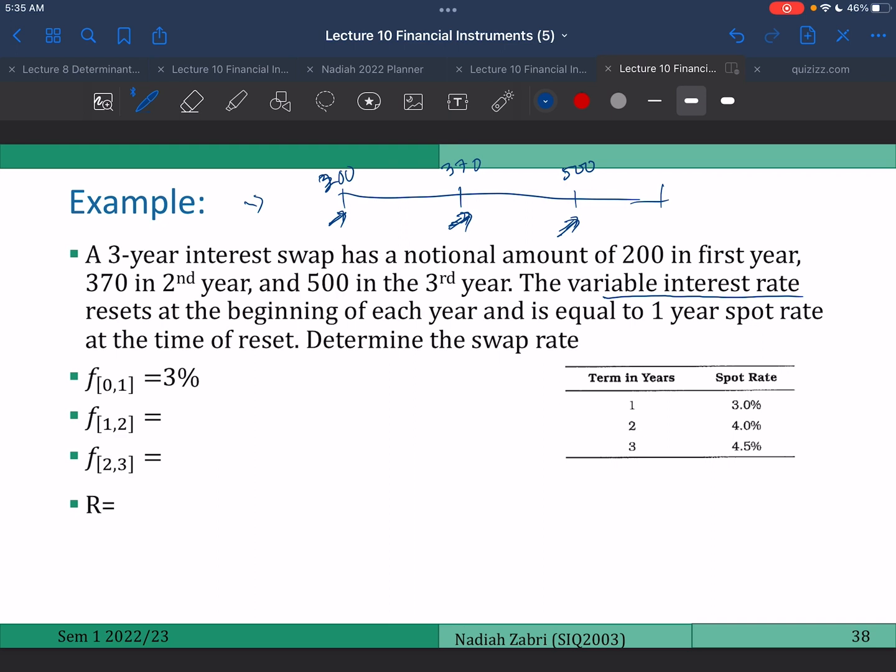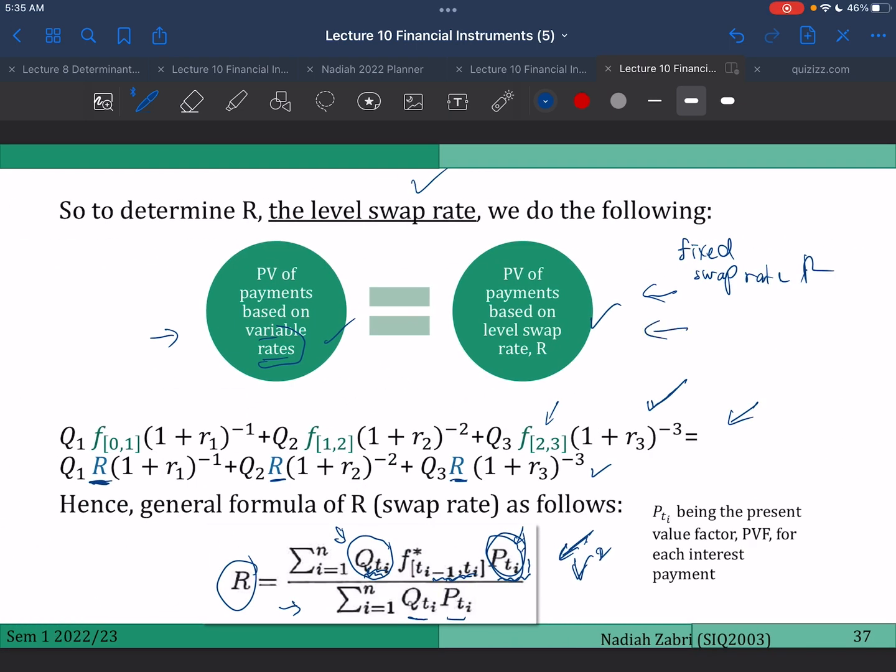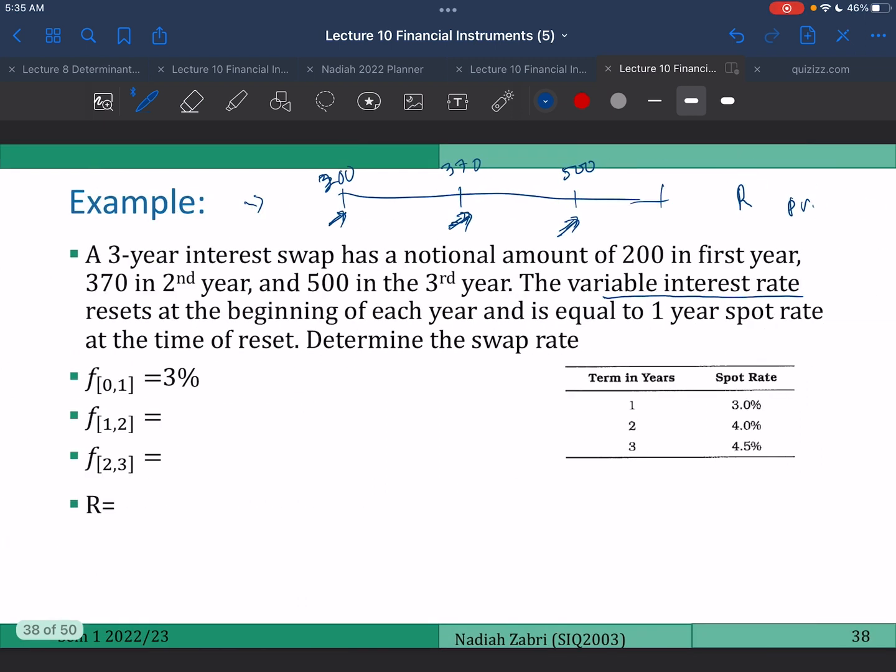Now we want to determine what is the fixed rate R based on the assumption that the present value of the fixed rate is equal to the present value of the interest payment based on variable rate, like I showed earlier. Okay, so how do we do it? First, we need to determine the forward rates based on the spot rates that we are given.